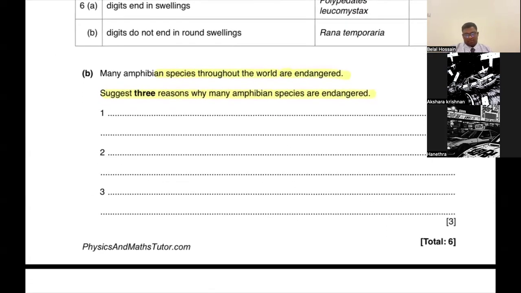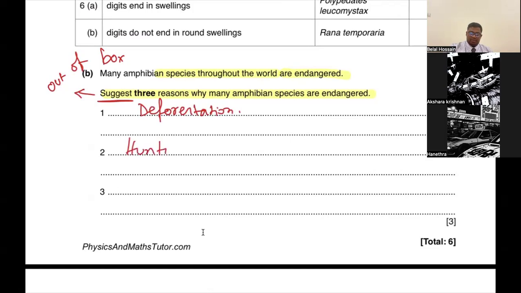Would you like to give an answer to this? Whenever the question says suggest, you actually have to think out of the box. Okay, just remember, throughout the world, the amount of forest is decreasing. So we can simply say deforestation as the first point. It is from a different chapter, by the way. Another thing is hunting. People like to keep pets.